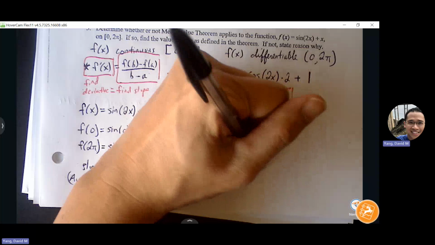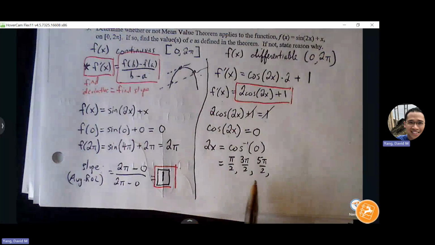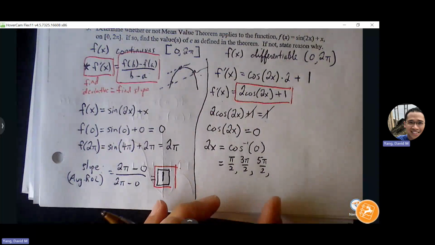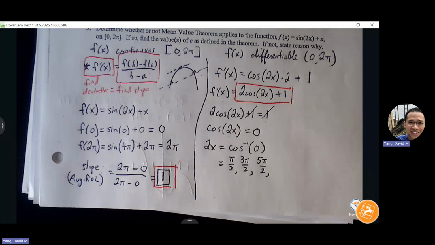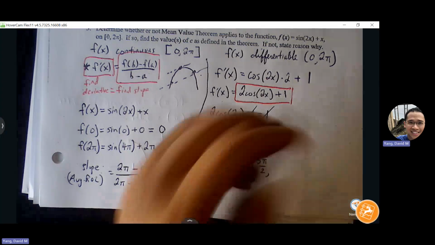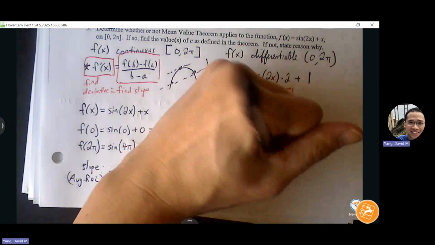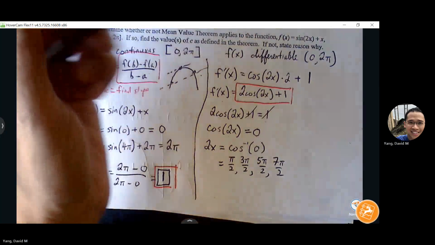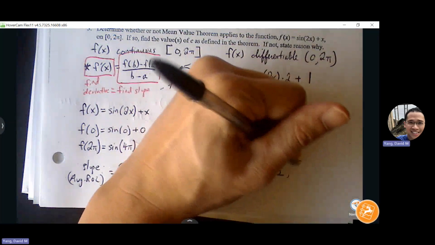I want to just go maybe beyond what I think I need, because eventually all these values are going to shrink, and I want to find all the values between 0 and 2 pi. So 3 pi over 2 plus 2 pi, that's the same thing as 3 pi over 2 plus 4 pi over 2. That's 7 pi over 2. That should be enough. But if I want to go further, I can go 9 pi over 2.